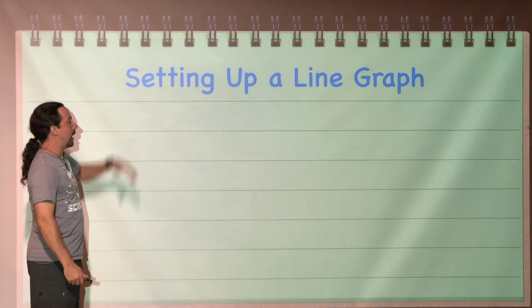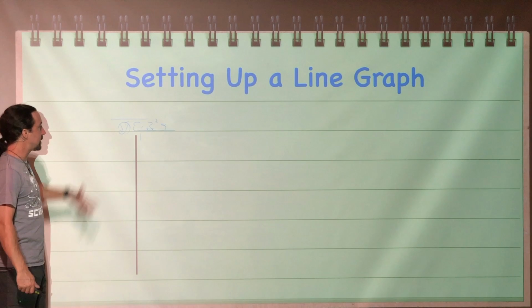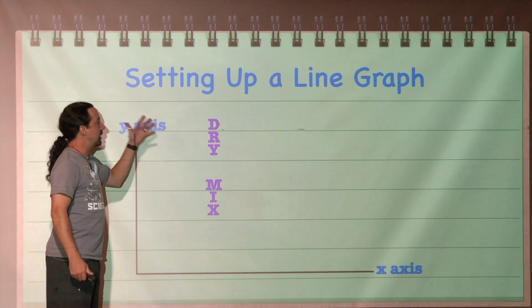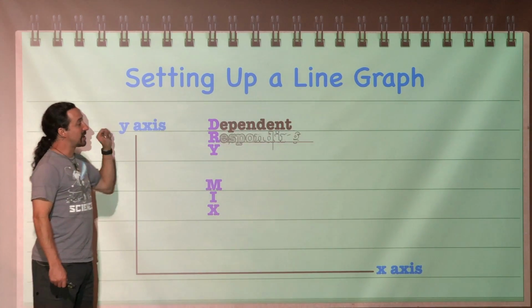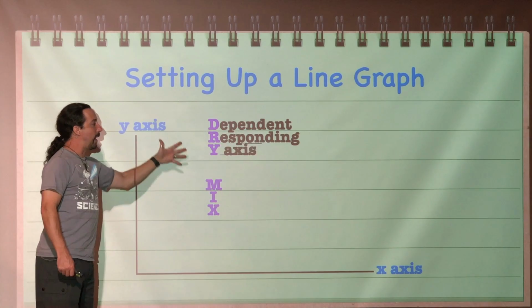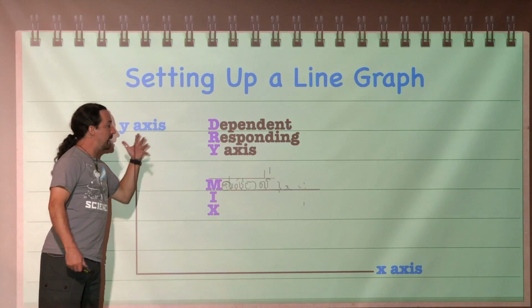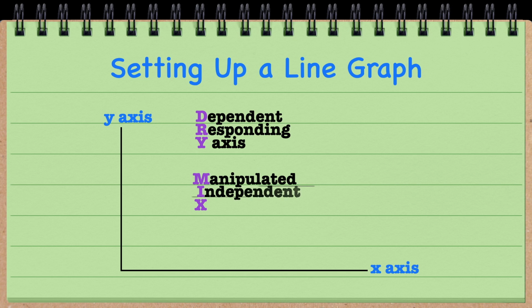When you set up a line graph, you have your y-axis, you have your x-axis, and those are going to have very specific things upon them. To understand this, I use this acronym, DRY MIX. DRY stands for the dependent variable, which is the responding variable. It goes on the y-axis. MIX is for the x-axis. It stands for the manipulated variable, which is also the independent variable. That is going to go on the x-axis.